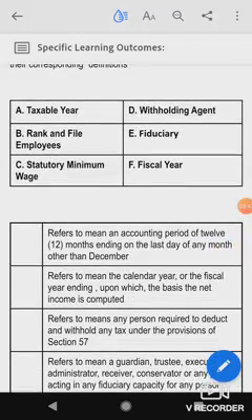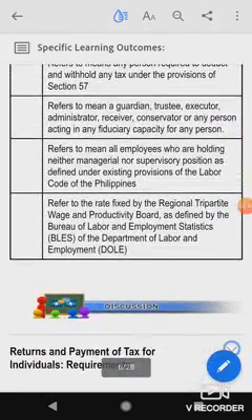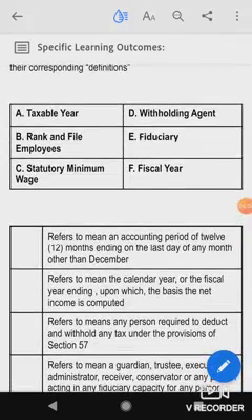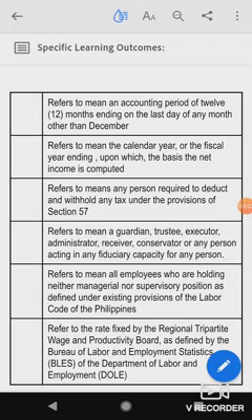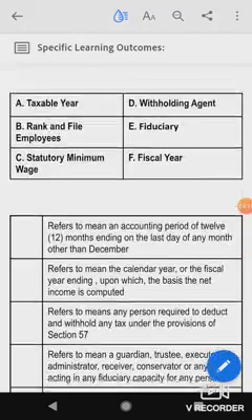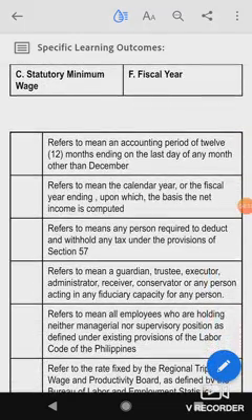We have C, statutory minimum wage. This refers to the rate fixed by the Regional Tripartite Wage and Productivity Board as defined by the Bureau of Labor and Employment Statistics and Department of Labor and Employment. And fourth is withholding agent. This refers to a guardian, trustee, executor, administrator, receiver, conservator, or any person acting in any fiduciary capacity for any person. We have also fiduciary.